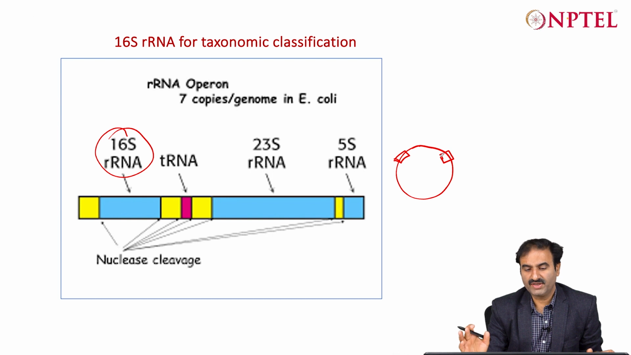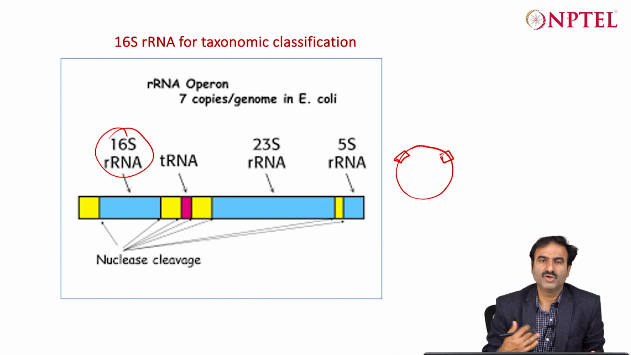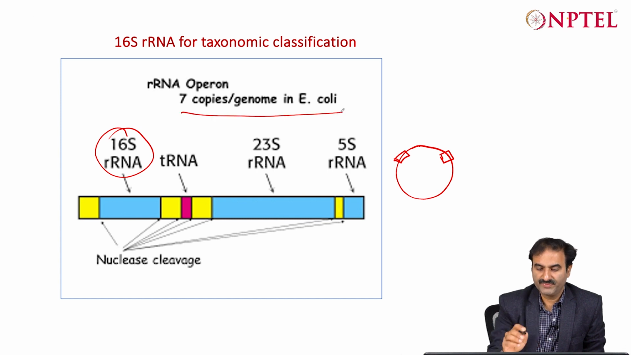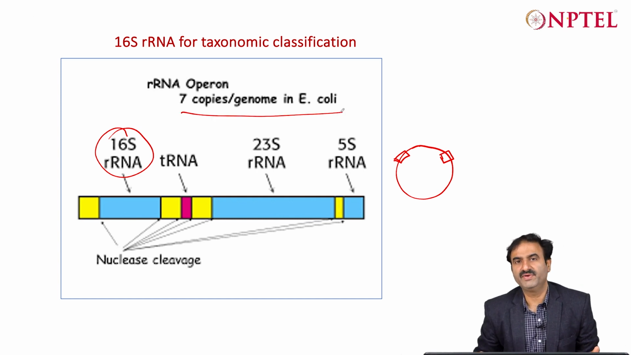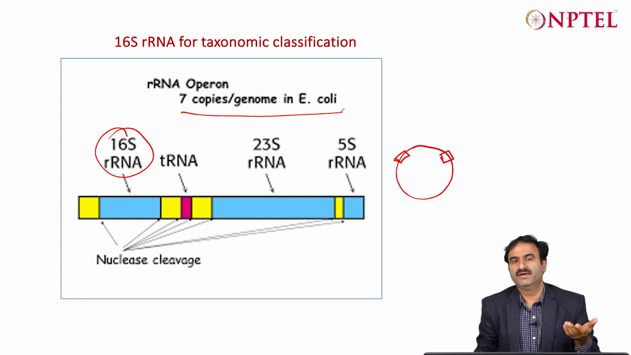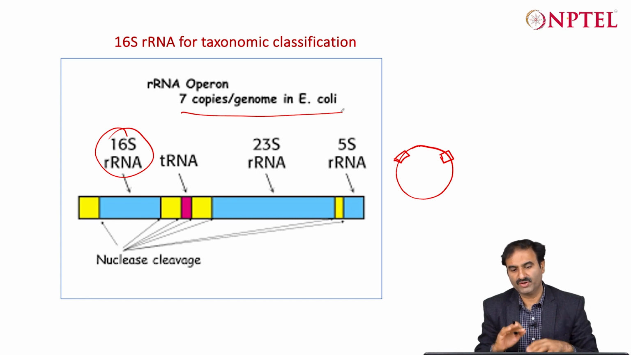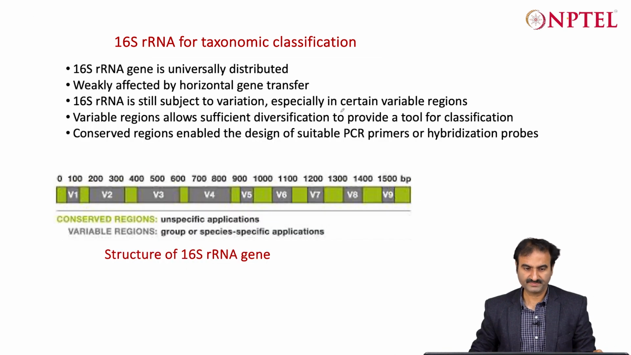So it is not that you are dealing with just one copy, so you also have to normalize accordingly for the genome. For example, E. coli may have seven copies, so you will get 7 times more amplification or markers from the E. coli. So you have to normalize for this species also.